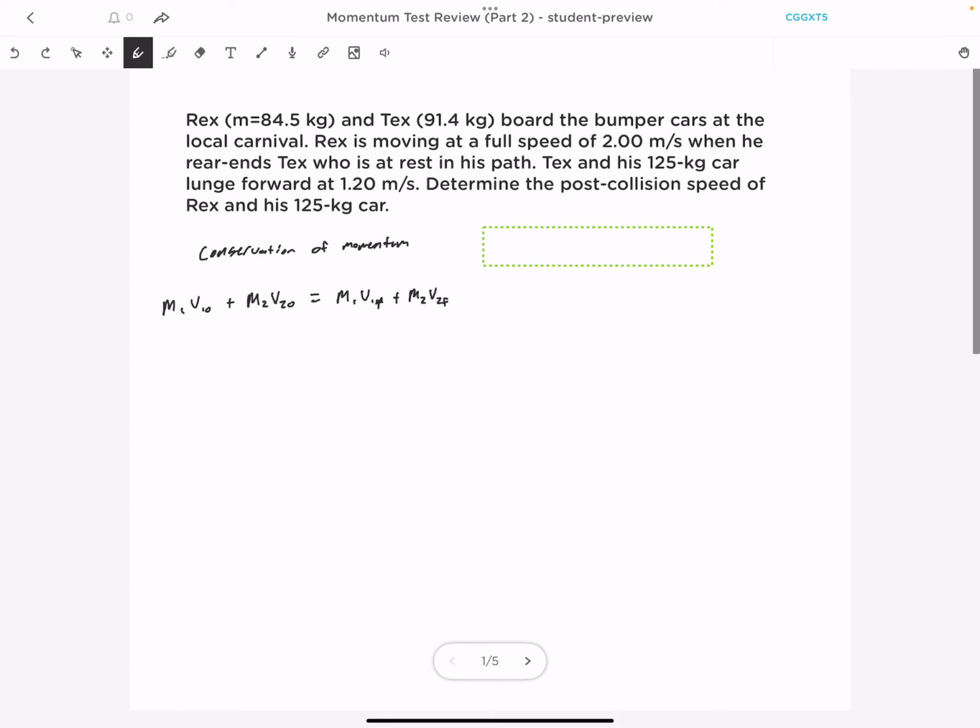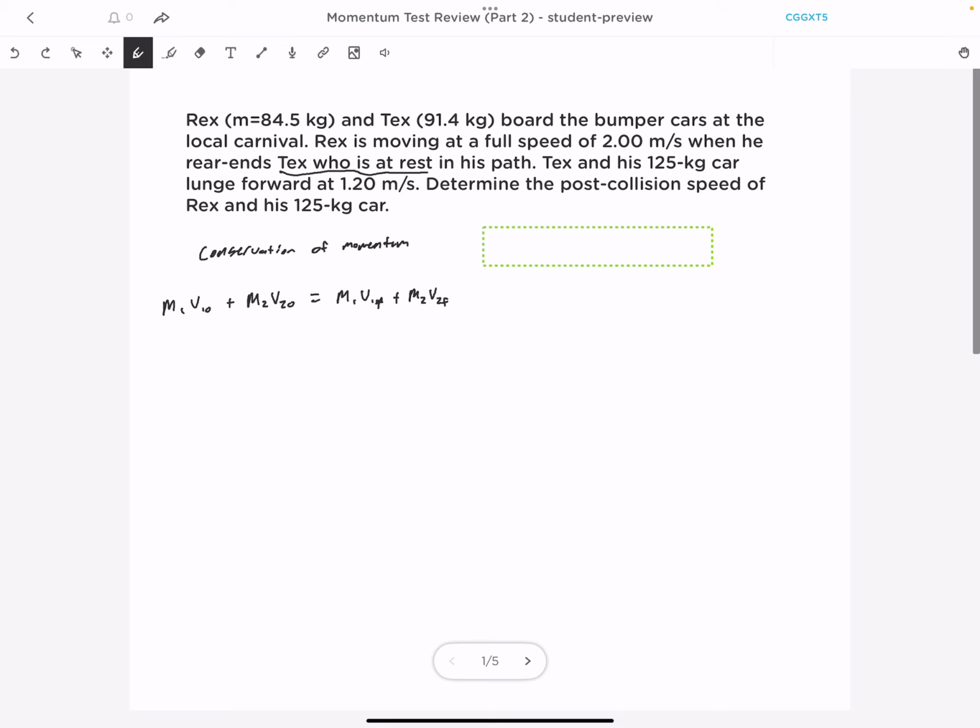v2f. Now, some important things to note for this particular problem is that Rex and Tex have their individual mass, and they're resting inside of a cart that has a mass of 125. So for this one, you have to make sure you add the mass of the cart to the mass of Rex and Tex, right? So Rex is sitting inside a car with a mass of 125, and he personally has a mass of 84.5. Another thing that's important to note is that Tex is at rest, right? So Tex was at rest at the beginning of the collision, and Rex was the one that bumped into Tex.